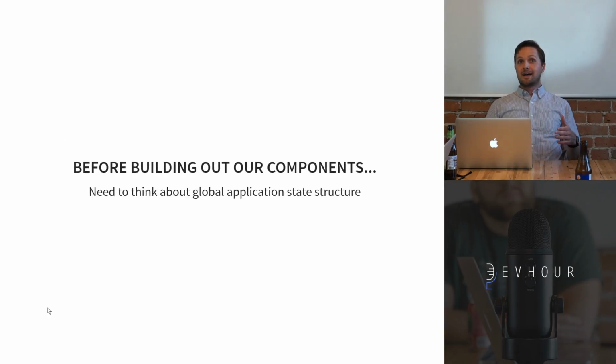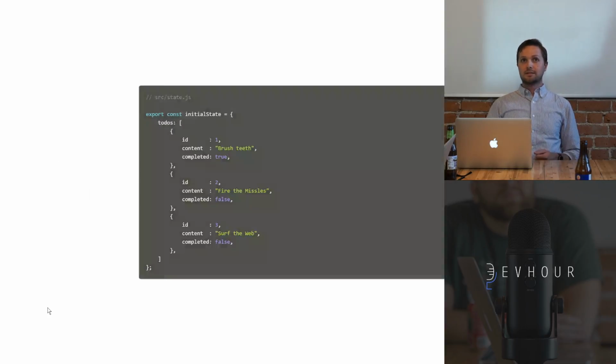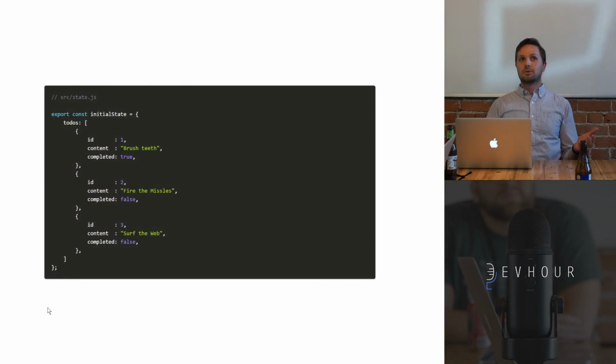Before we really dive into components, we need to think a little bit about our global application state structure and how we want that to work, because it will actually end up driving how our components are structured. So a basic to-do list might be something like this, where we just have an object that has a to-dos collection inside of that, and each to-do is just a basic JavaScript object, which has an ID, some content to it, and a completed flag.